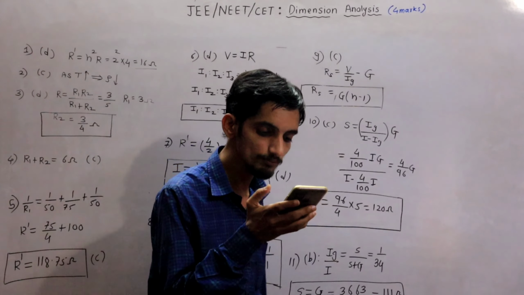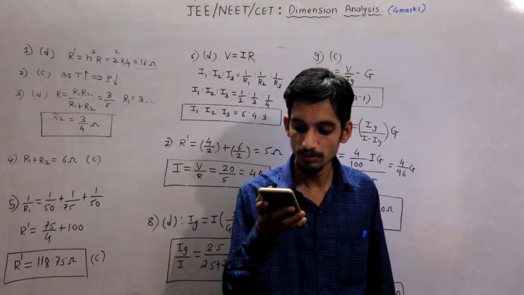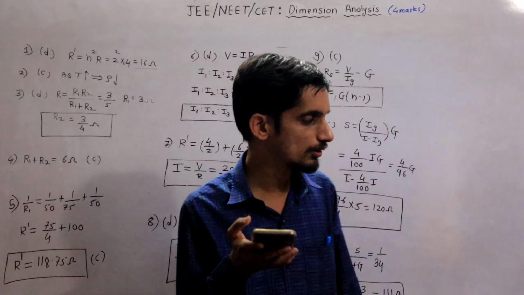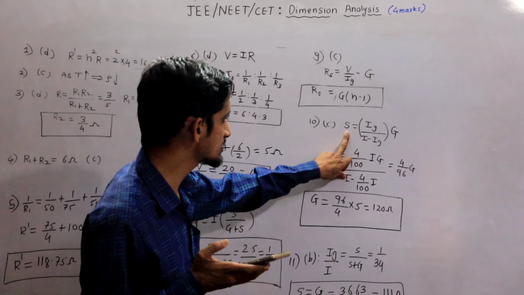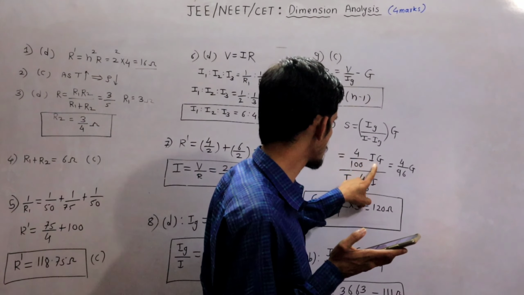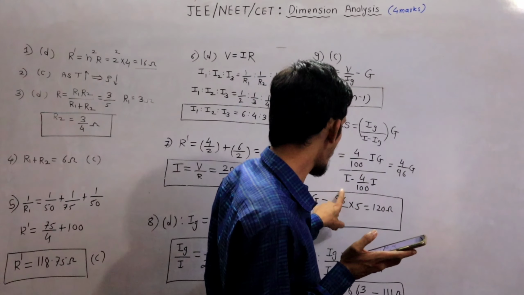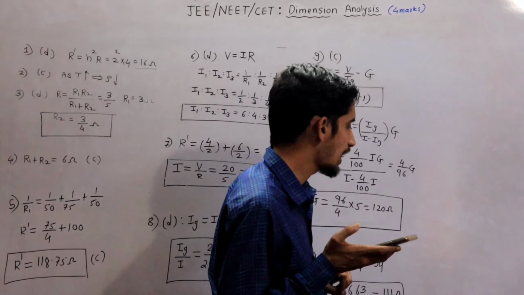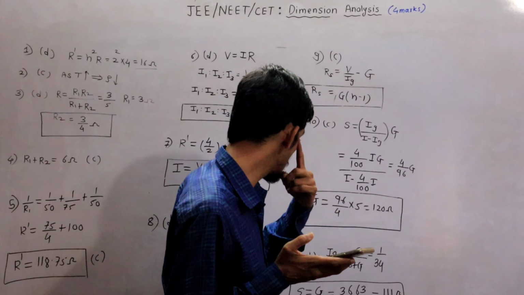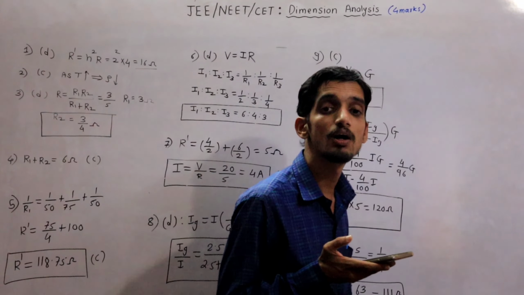Question number 10. In an ammeter, 4% of the main current is passing through the galvanometer. If the shunt resistance is 5 ohm, then the resistance of the galvanometer will be. Now listen here. In question number 10, shunt resistance is Ig upon (I minus Ig) into G. Now 4%, so Ig is 4 by 100 times I. So S is 5 equal to (4 by 100 I times G) upon (I minus 4 by 100 I), which is 4 by 96 G. If you solve this for G, you are getting 96 by 4 into 5, which is 120 ohm. So the galvanometer resistance is 120 ohm.